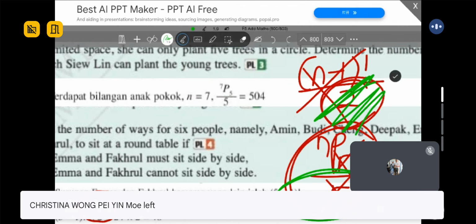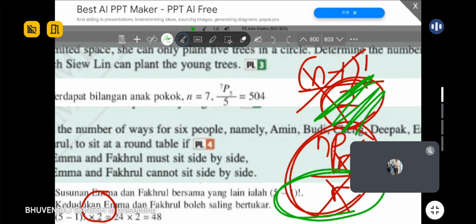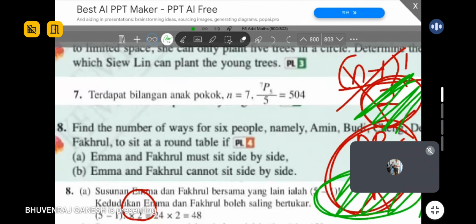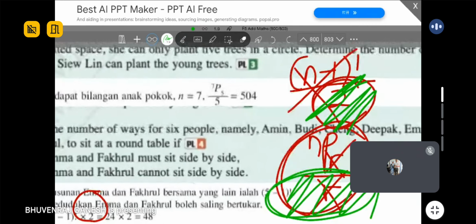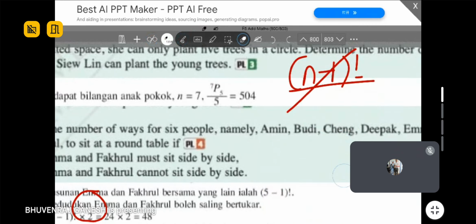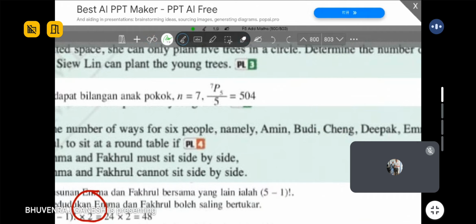Do you all understand? Because the original formula is NPR over R. So kalau tak ada R, we have nothing at the bottom of the fraction. So we only left with the n minus 1 factorial. Okay, so yeah, this is the answer. Clear, guys? Any problems for this question? Shouldn't have lah. Okay, all right.